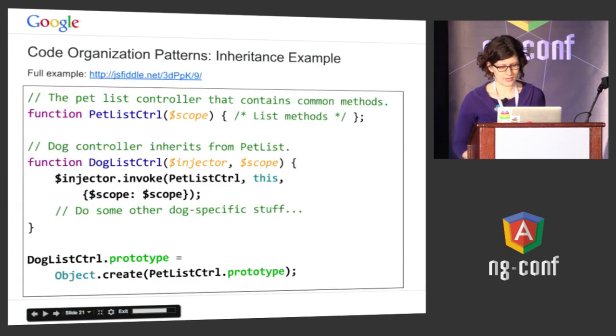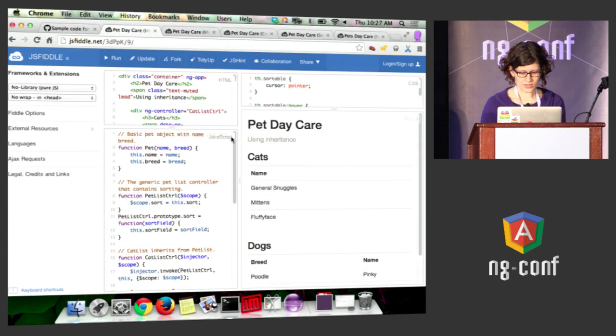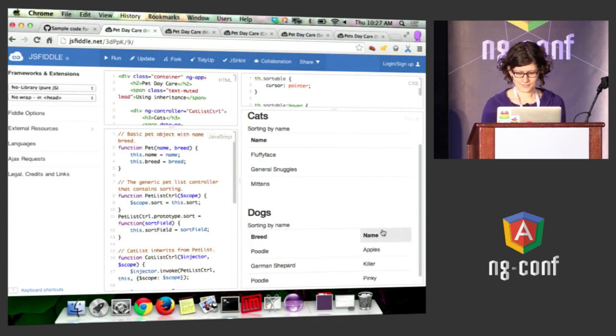So I have a couple of examples for a theoretical pet daycare. In this case, we have cats and dogs and other pets. So we have a pet list controller, which has sorting on it. And then the dog list controller inherits from that. You can do inheritance in Angular with injector.invoke to call the constructor of the parent. And I have JSFiddles for all of my examples, which I won't go through the code of. You can look at it later, but just to see how it works. It's a basic list. I have cats and dogs. I can sort. It's fine.